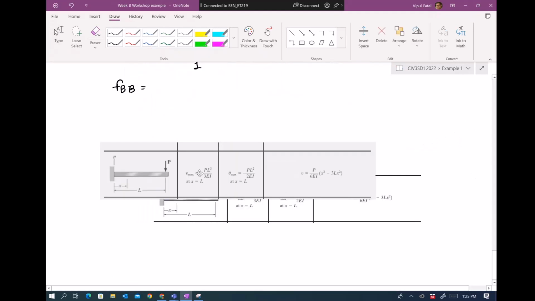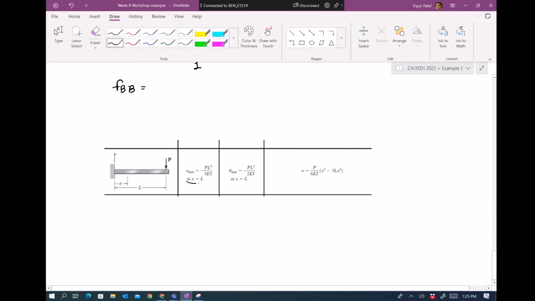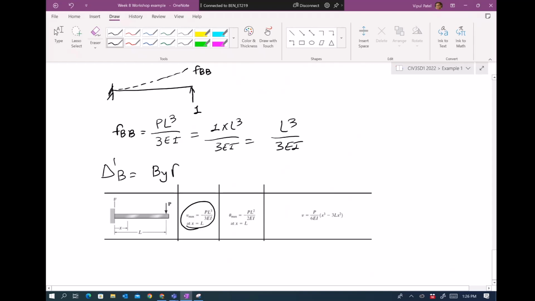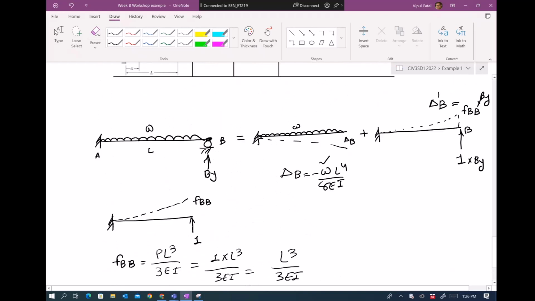So in this case, we have this one, PL cubed on 3EI, positive because it's going up. PL cubed on 3EI, P is 1, length is cubed over 3EI, so it is L cubed on 3EI. Right, and then delta dash B is equal to BY FBB, which is equal to BY L cubed on 3EI. Because you have seen here, delta dash B is equal to FBB times BY.